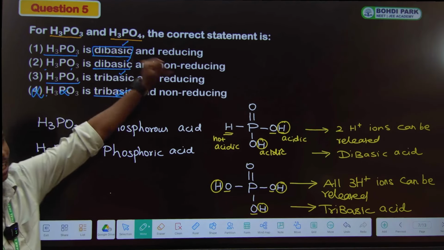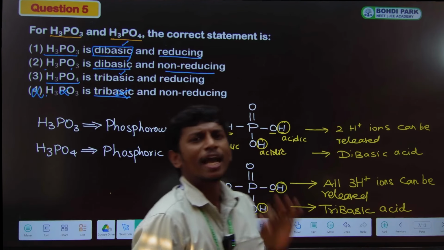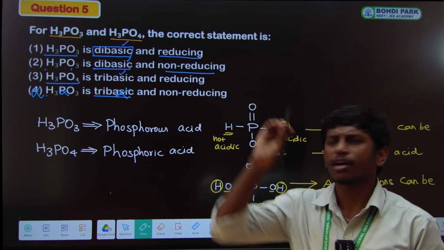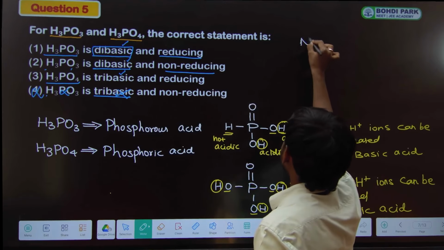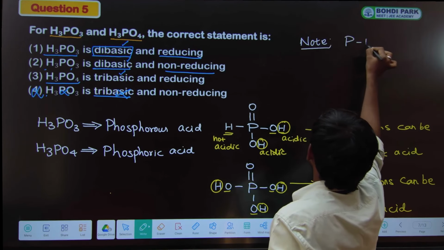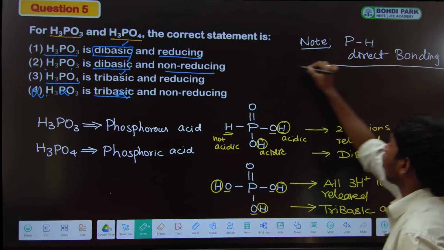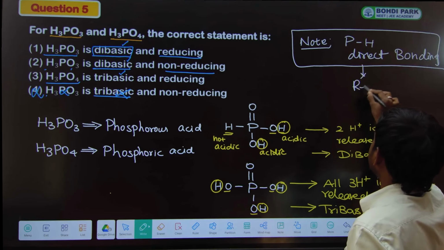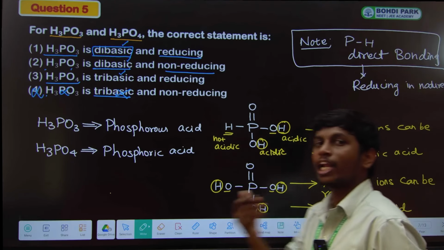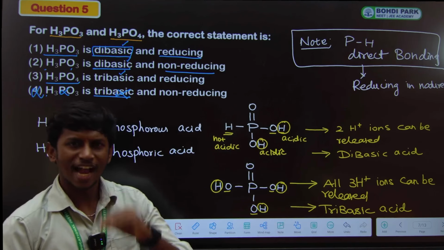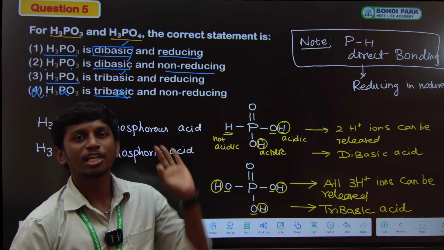Next we go to the second part. In the second part, we need to find which is reducing. How do we find whether phosphoric acid is reducing or not? Note this: whenever there is a direct phosphorus-hydrogen bond, it is reducing in nature. Reducing means it helps in reduction; it is a reducing agent. A reducing agent gives out hydrogen, not as an H+ ion but as hydrogen.